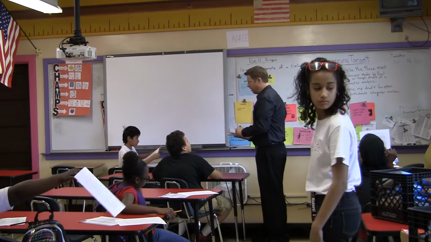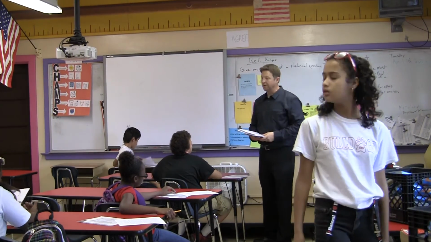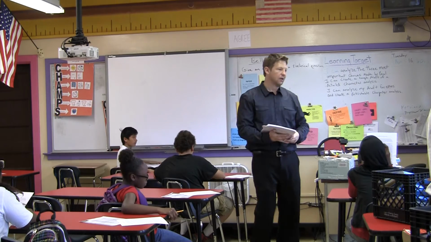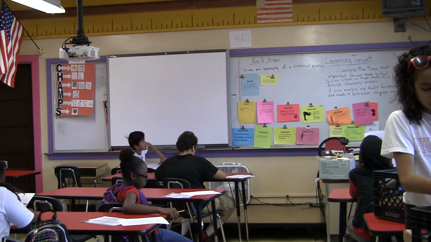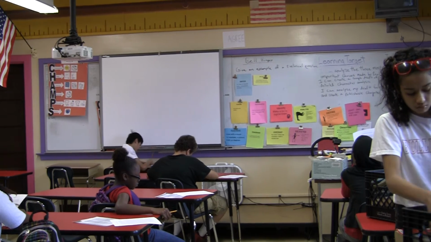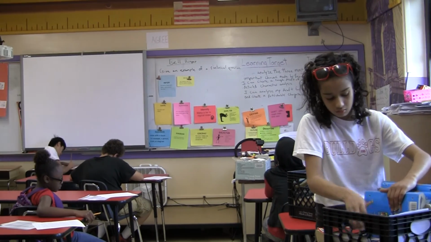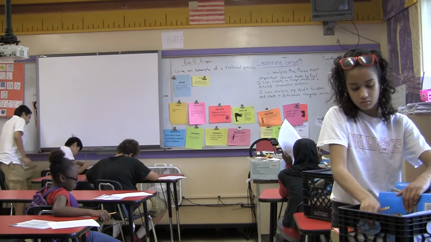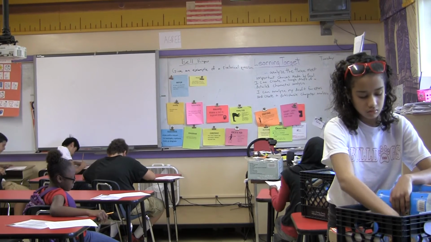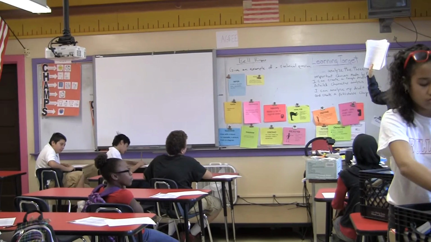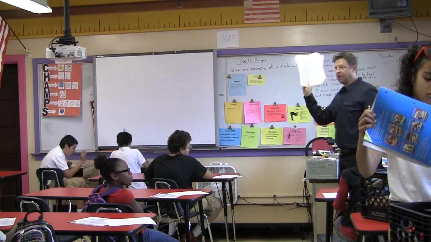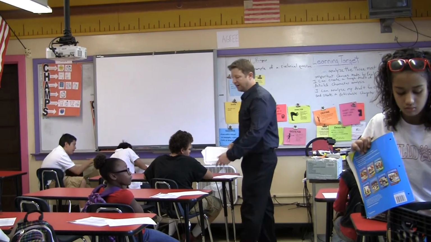Remember, before you start your outline, the bell ringer on the back side, learning target on the back side. And the learning target is, I can analyze the three most important choices made by Paul or another character. I can create a rough draft of a detailed character analysis. In order to create that rough draft, what are you going to do? You're going to fill out your outline that I've given you.